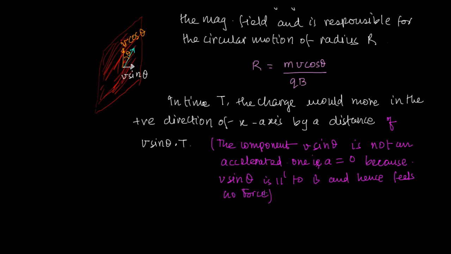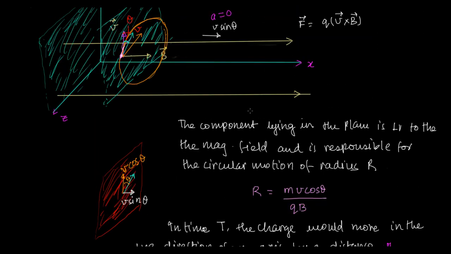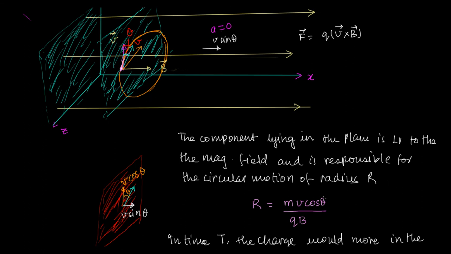No force, right? That's why. We get the point? So what happens? It's fine. It'll be a circle. Now had the whole thing been shot in the plane, it would have been mv upon qB.